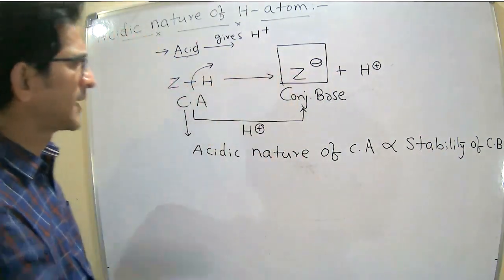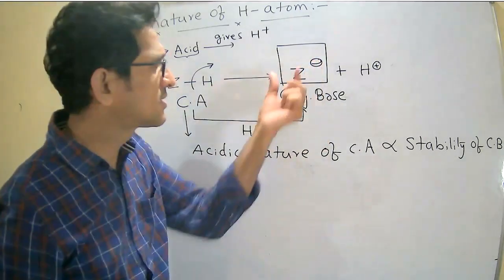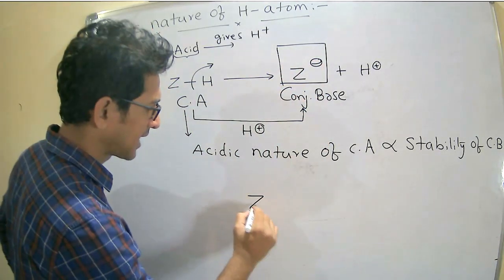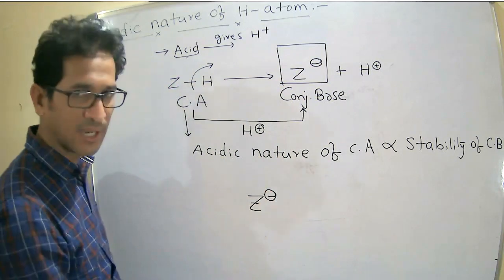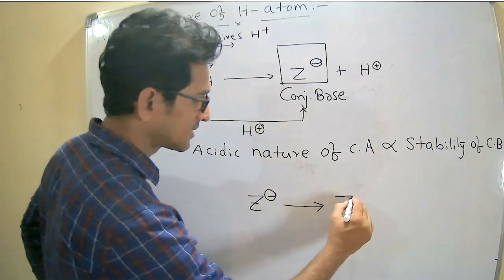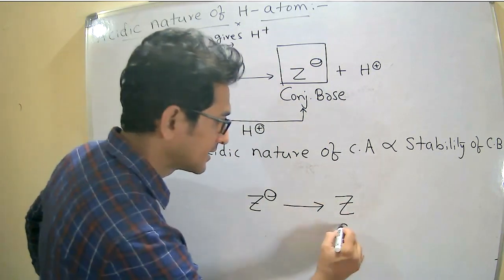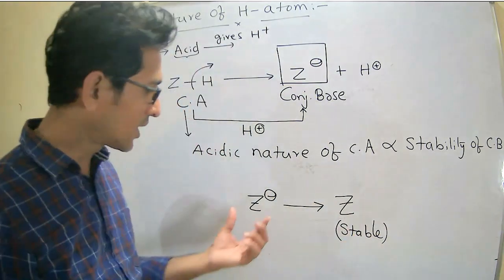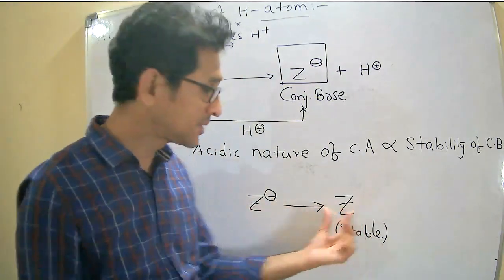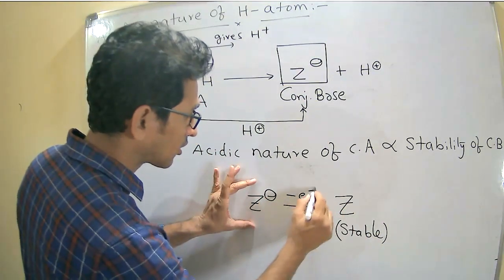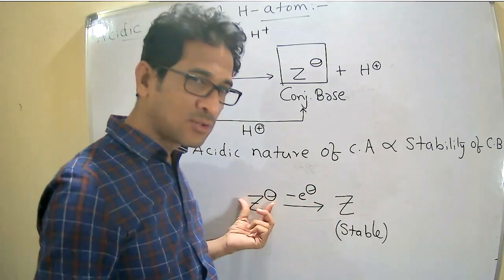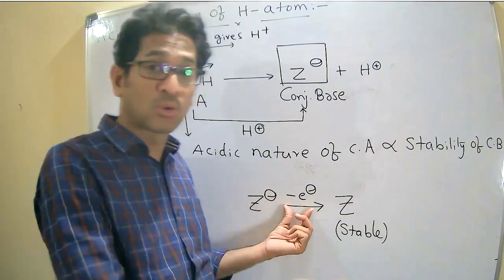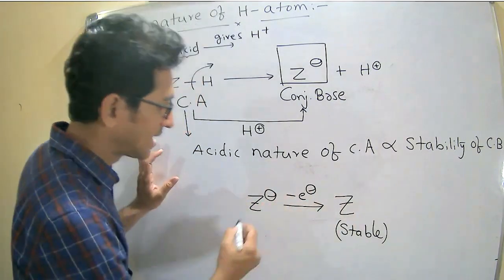Right. Now see, under which conditions this conjugate base will be stabilized. Let me explain here. For example, the same thing here, Z minus. When Z minus is converting into Z, then this is said to be stable. How can an anion convert into a neutral species? If it loses an electron, it is losing an electron, which means on the other side some species should be present to receive the electrons.